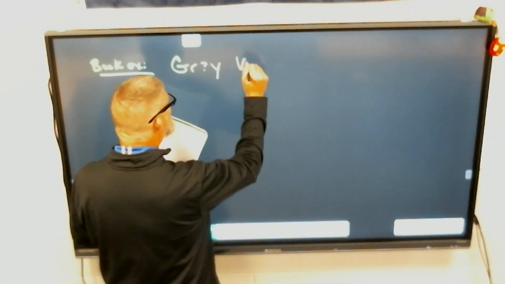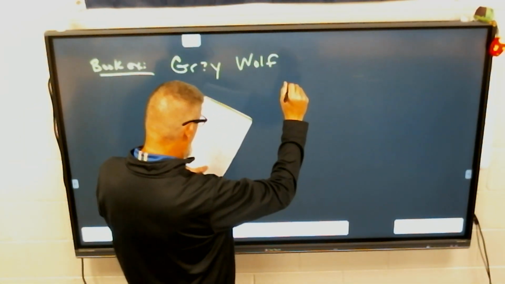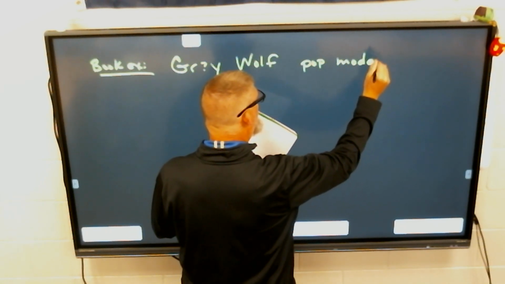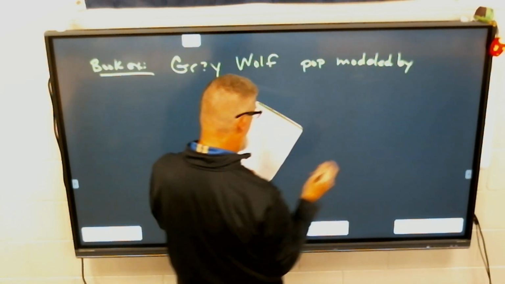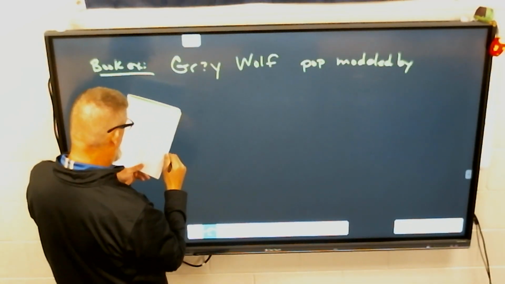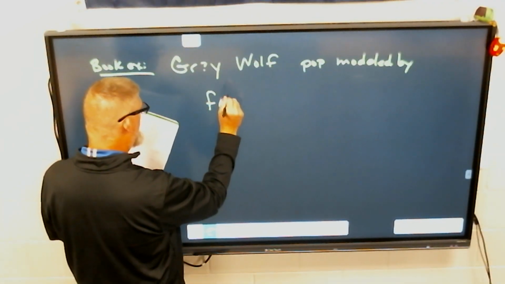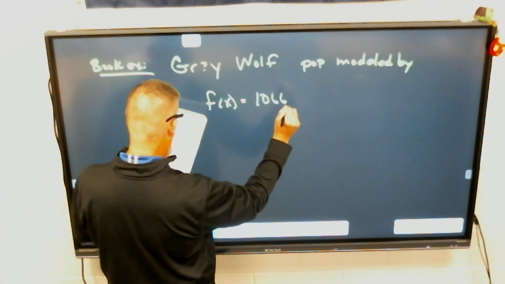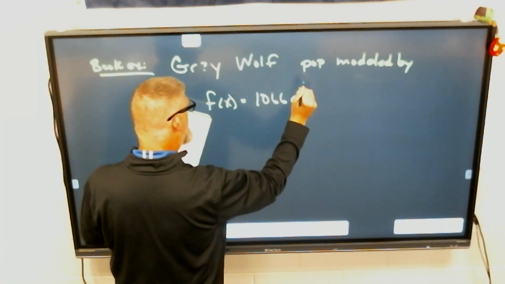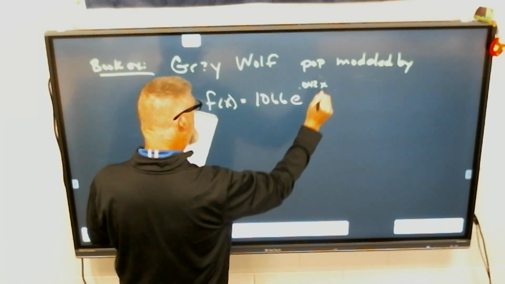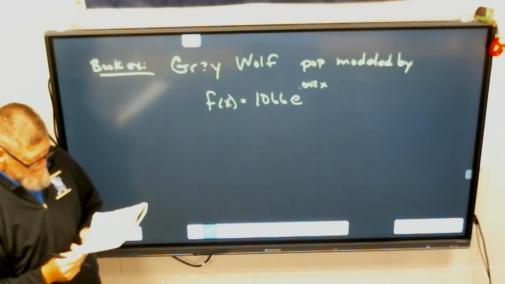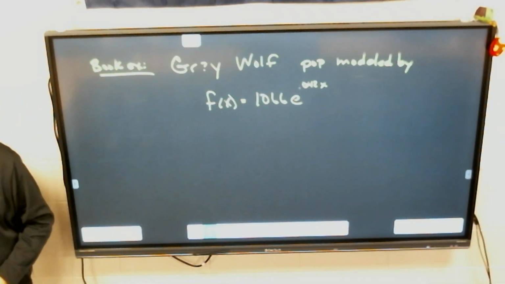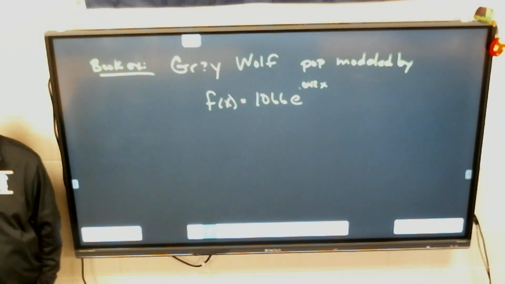The gray wolf in a certain region has a population modeled by, your book may actually tell you where it's at, the function f of x equals 1066 e to the 0.042 to the x power. Do you have any idea where they might get an equation like that?